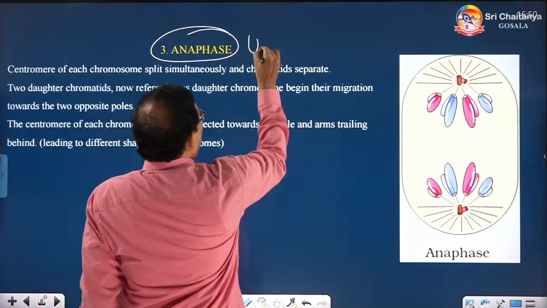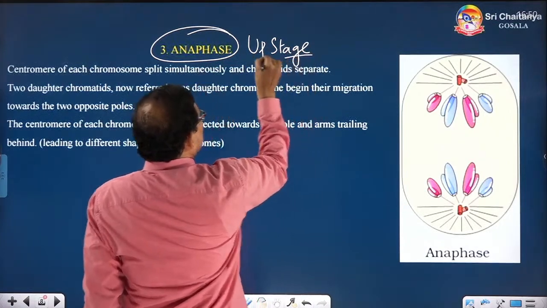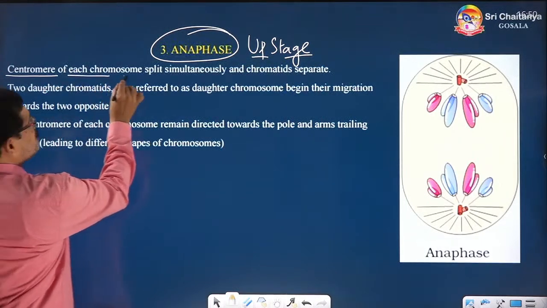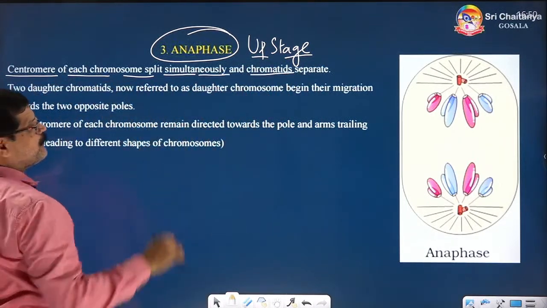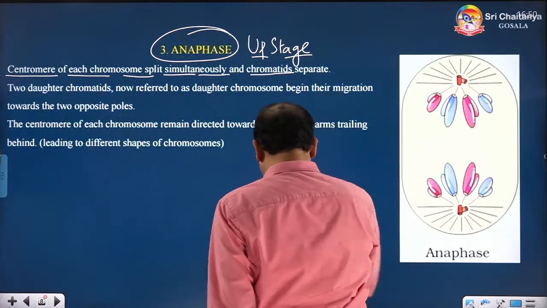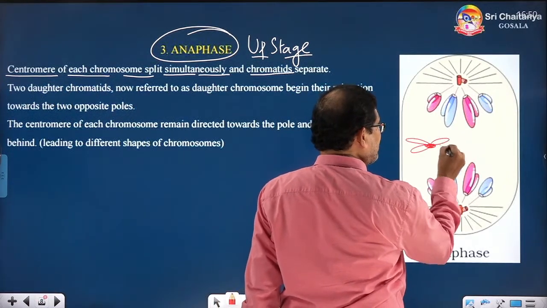Ana refers to up, phase refers to stage. The up stage is called anaphase. What is this? The centromere of each chromosome splits simultaneously and the chromatids separate. You find what happens here. This is a chromosome which is present there. See here, I will take one chromosome. This is a chromosome which has two sister chromatids.